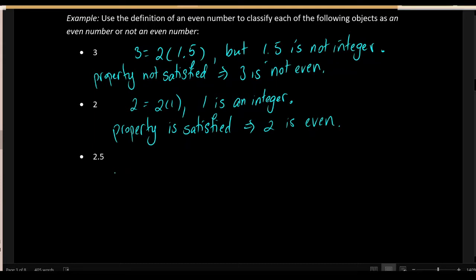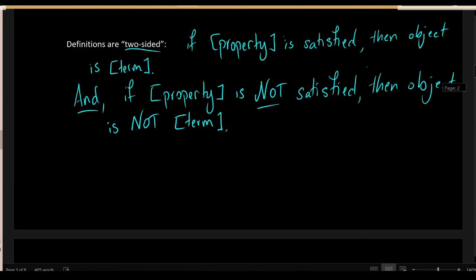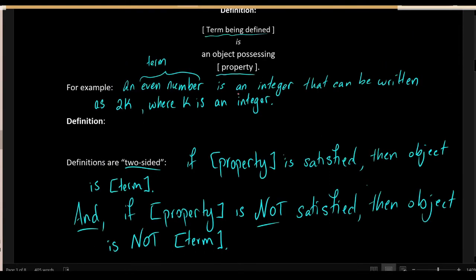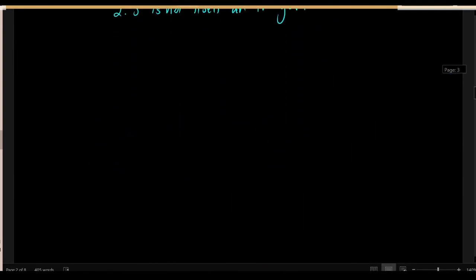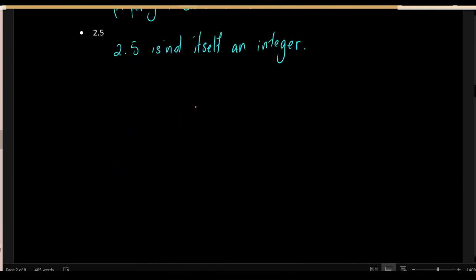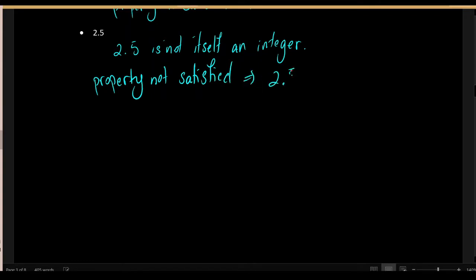Now 2.5 is not itself an integer. And the definition of even number said that an even number is an integer that can be written as 2 times some other integer. But since 2.5 is not an integer in the first place, 2.5 is not even. The property is not satisfied, and therefore 2.5 is not even.